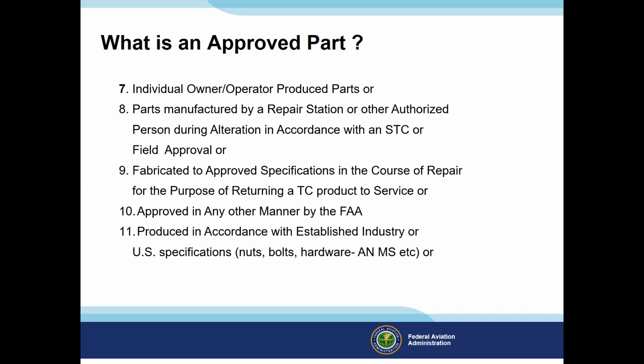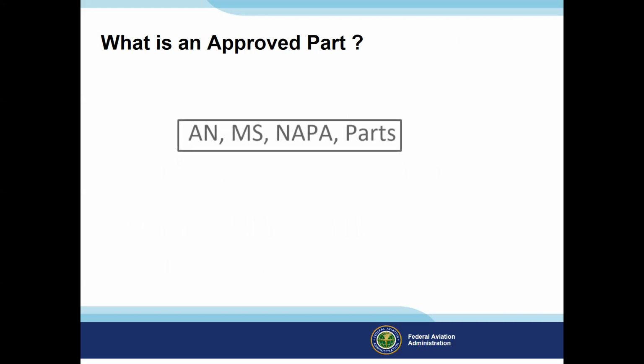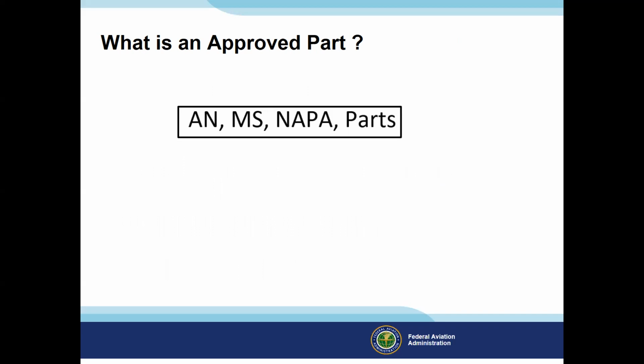But there's just as many ways to get a part approved or use an approved part as we've listed here. So be advised as to what you can use to make that determination. U.S. specifications, yep, that's acceptable. That includes nuts, bolts, hardware, such as AN and AMS, etc. I know you've heard those terms. The last item listed is an AN, which means Army Navy specification. MS means military specification. And of course, there's NAPA specification.